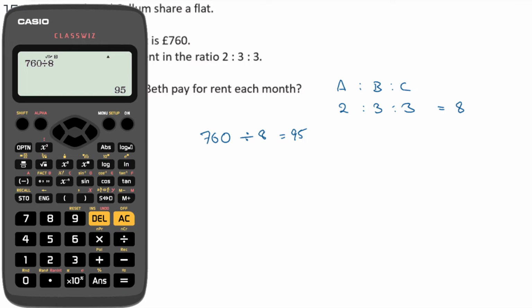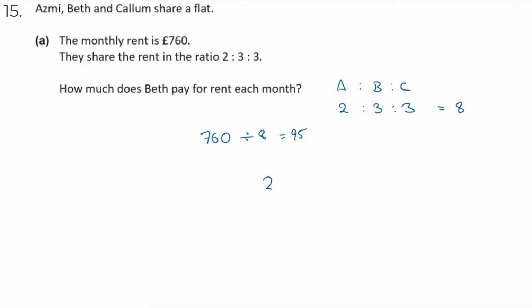Okay, and then to find what Beth has, we're going to take our ratio 2 to 3 to 3. We're going to scale it up by a factor of 95, aren't we? So Asmi's going to get 2 lots of 95. That's 190. Beth's going to get 3 lots of 95. Well, she'll have to pay 3 lots of 95. That's 285. And the same for Callum, 285.